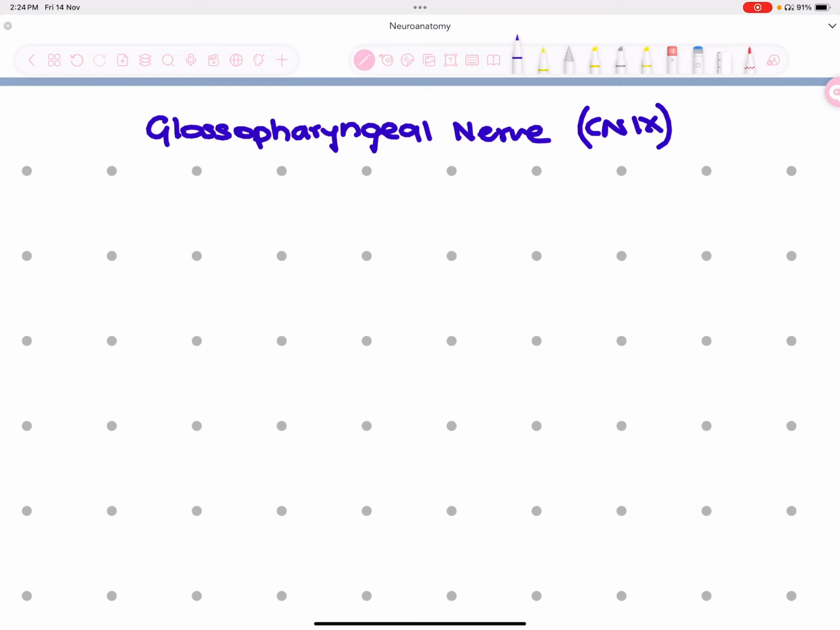Hi everyone, today we're talking about the glossopharyngeal nerve, which is the ninth cranial nerve. Now, when you talk about this nerve, it has both motor and sensory roots, so it's both a motor and sensory nerve. Talking about its course, first of all, this glossopharyngeal nerve leaves the anterolateral surface of the upper part of the medulla oblongata.